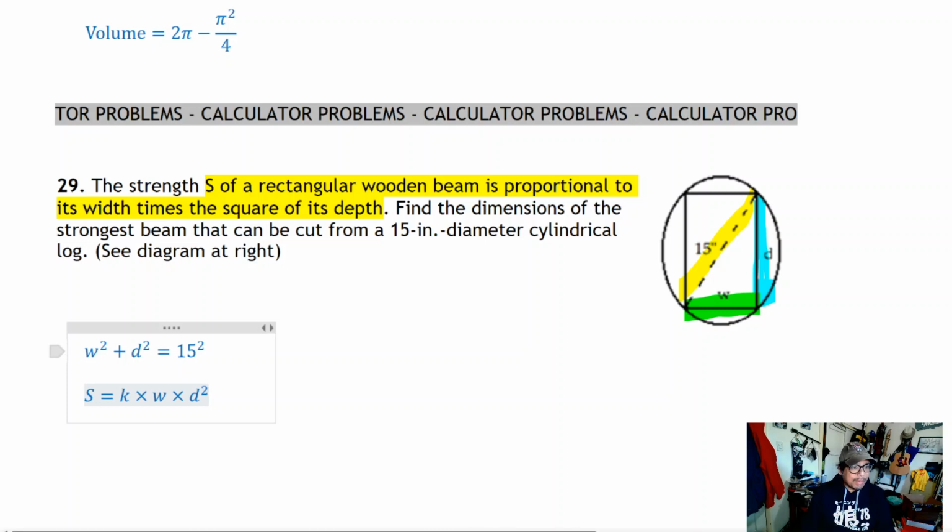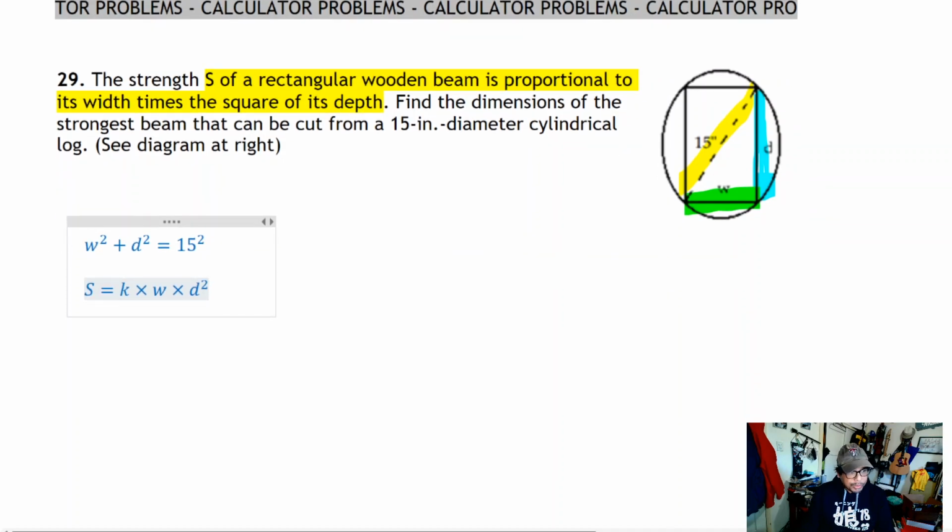So we want to maximize the strength, which means that we're going to need a derivative here. So we're going to have to solve for either W or D, or if I'm taking a look at this formula, if I'm crafty about it, I can see that there's a D squared here. So really all I need to solve for is D squared. So doing that, we get that d squared is equal to 15 squared minus w squared.